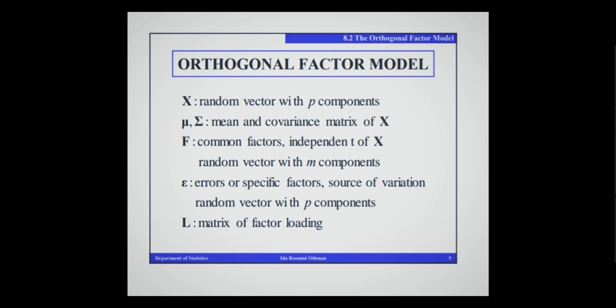Okay, ini explanationnya lah. X adalah random vector with P component, the variables. Mu and big sigma adalah mean dan covariance matrix of X. F adalah common factors independent of X. Common factors ni adalah independent kepada X.